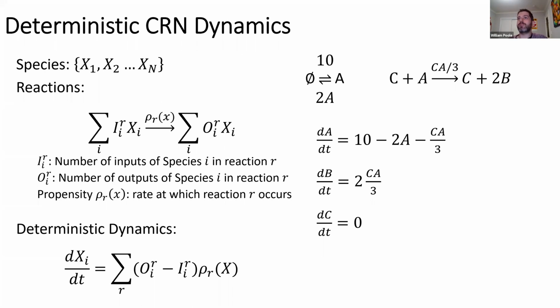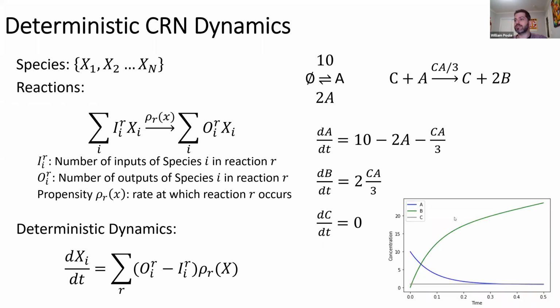And finally, A is involved in 3 reactions. It's produced from nothing at a rate 10, so that gives me a constant. It goes back to nothing at a rate of 2A, so minus 2A. And then it's also consumed in this second reaction at a rate of CA over 3. So that's negative. And I don't have to be able to solve this set of equations by hand. I can just plug it into a computer and integrate it to get trajectories. And you notice that C is constant at the bottom, B is produced, and A is degraded.